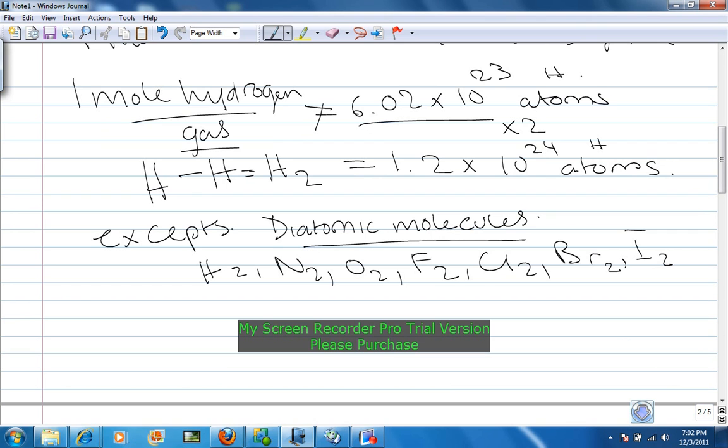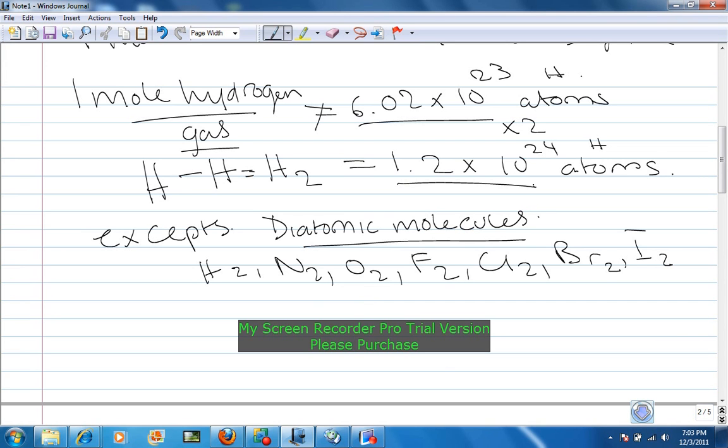So whenever you get a question which asks you, for example, how many oxygen atoms are there in 1 mole of oxygen gas, you would always multiply by 2, so you always get 1.2 times 10 to the 24.